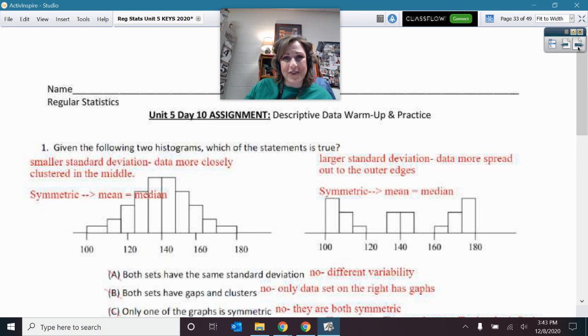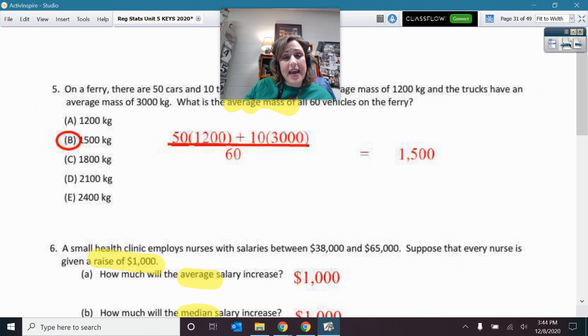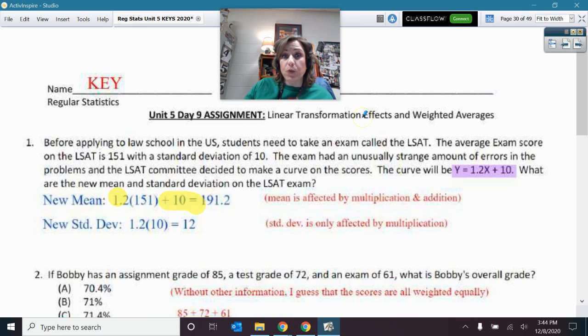All right, so that's all of that. I hope that clears up questions you may have had over the rules of these linear transformations, okay? And then how those weighted averages compute and work.